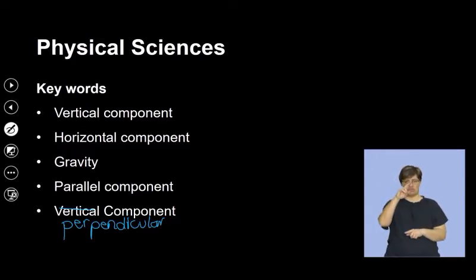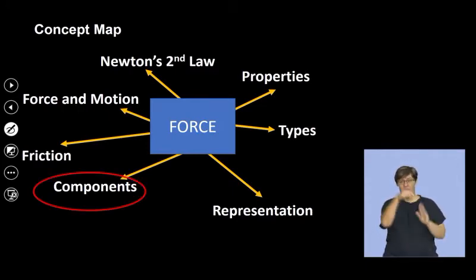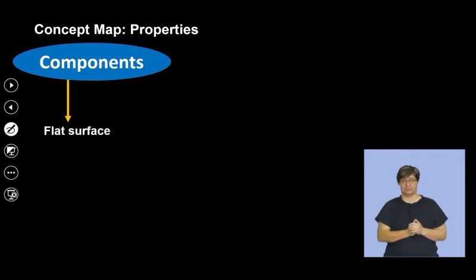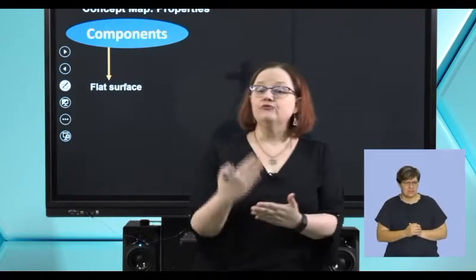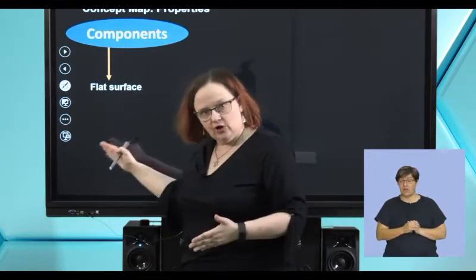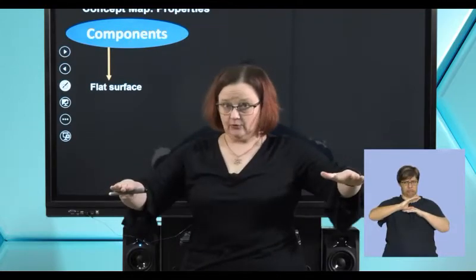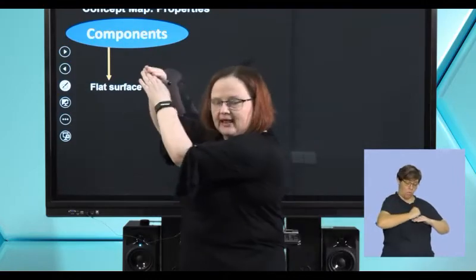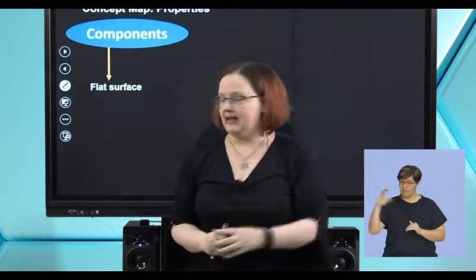Okay, this is where we add some maths in. So, we are looking at components. The first one is when we have an object on a flat surface. What this means is that the force being exerted on the object will be at an angle. The object's flat on a surface, and the force is at an angle. Whether it's pulling up at an angle or pushing down at an angle, it doesn't matter, but the force will be at an angle.